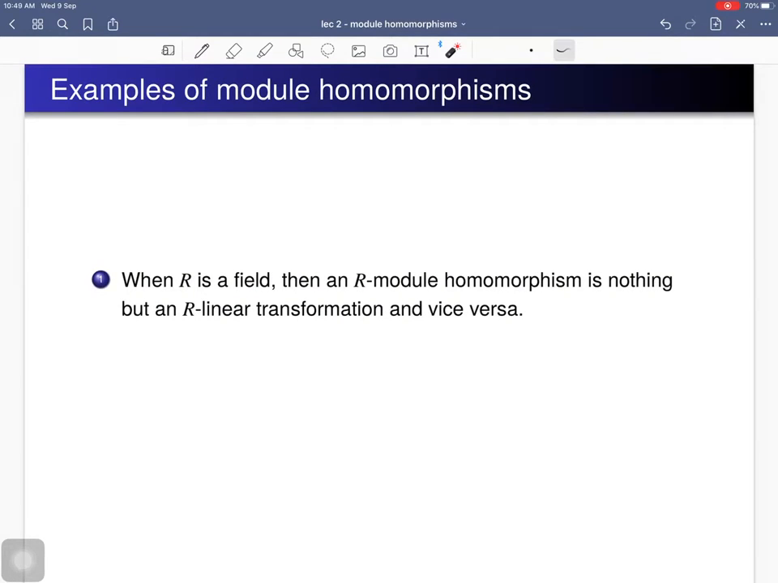So here are some examples of module homomorphisms. When R is a field, then an R module homomorphism is nothing but an R linear transformation. How do we define an R linear transformation? It is just a map from one vector space to another which preserves R linearity, that means it respects both addition and scalar multiplication. And the definition of module homomorphism is the same, right? In the case of module homomorphism, the only difference is that the domain and codomain can be arbitrary modules.